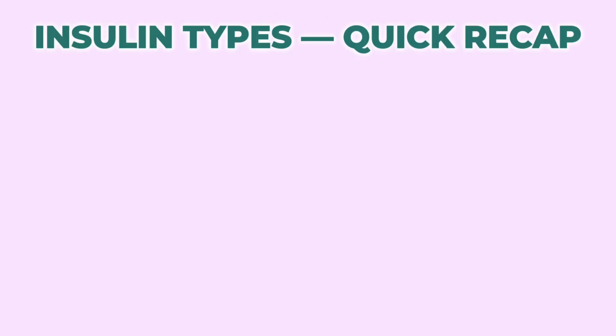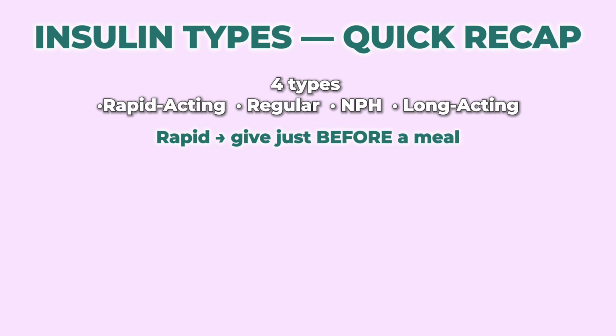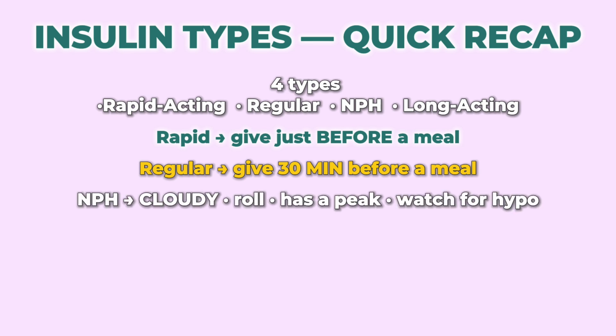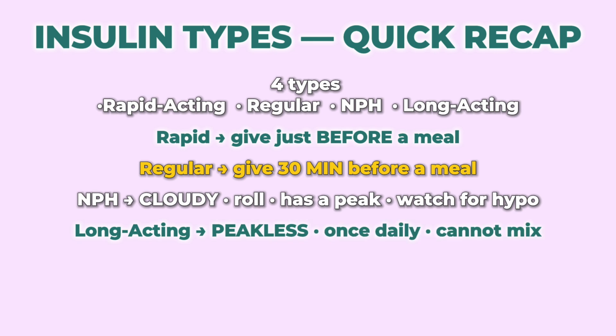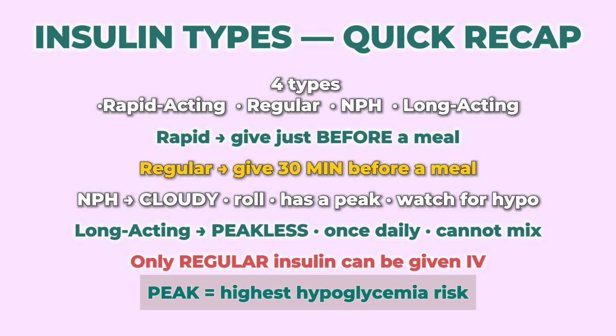Let us recap. 4 insulin types: rapid acting, regular, NPH, and long acting. Each has an onset, a peak, and a duration. The peak is when hypoglycemia risk is highest. Rapid acting: give just before a meal. Regular: give 30 minutes before a meal. NPH: roll, never shake, cloudy appearance, has a peak. Long acting: peakless, once daily, cannot be mixed. Only regular insulin can be given IV. Only NPH needs rolling. Never mix long acting with other insulins.